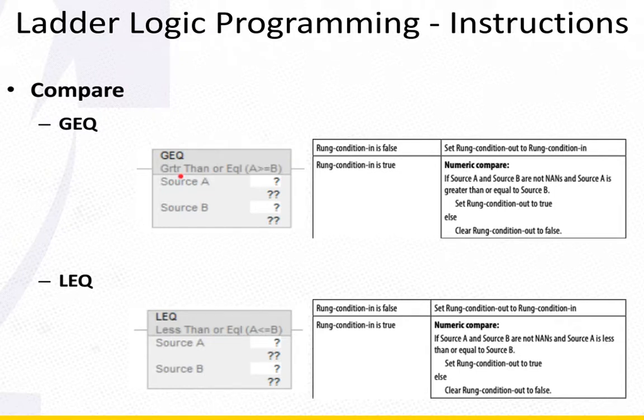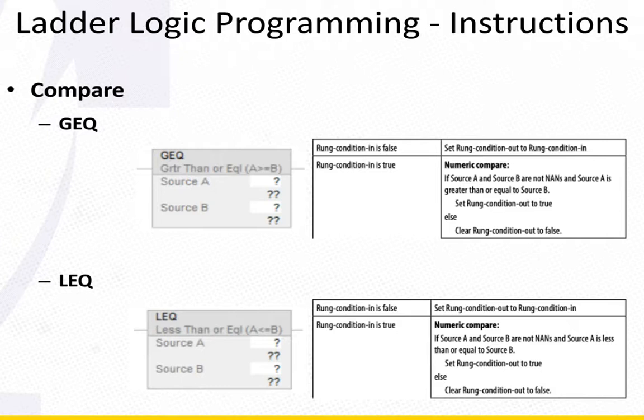We have greater than or equal to. Works just like greater than. It works just like equal to. It's simply the greater than or equal to comparison. So if the contents of source A are greater than or equal to source B, then the run condition out is going to be the same as the run condition in. So assuming the run condition in is true and source A is greater than or equal to source B, the run condition out will be true. This will conduct as long as source A is greater than source B.